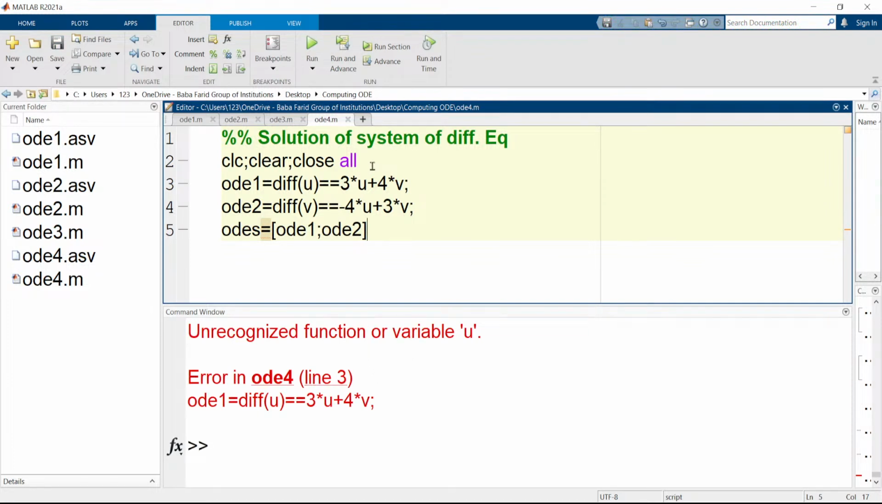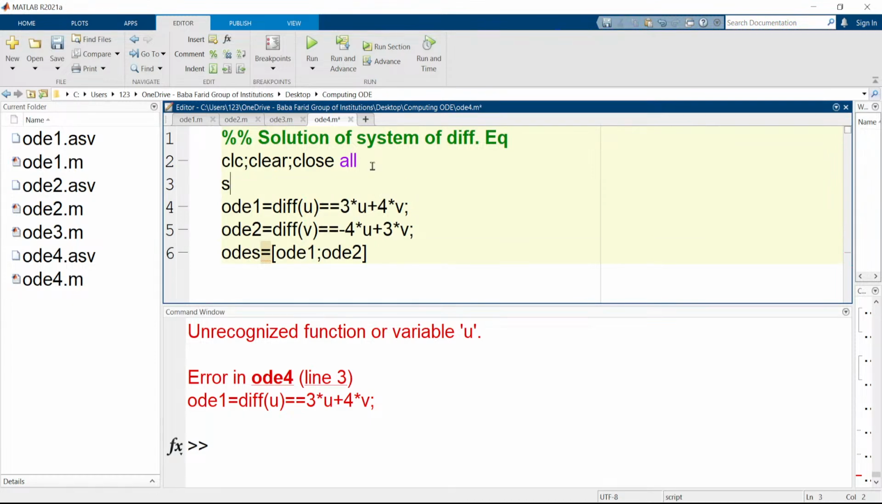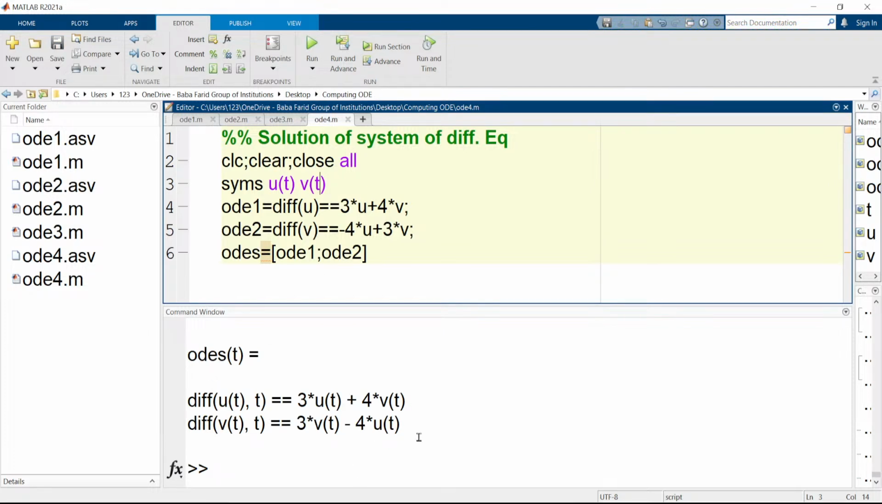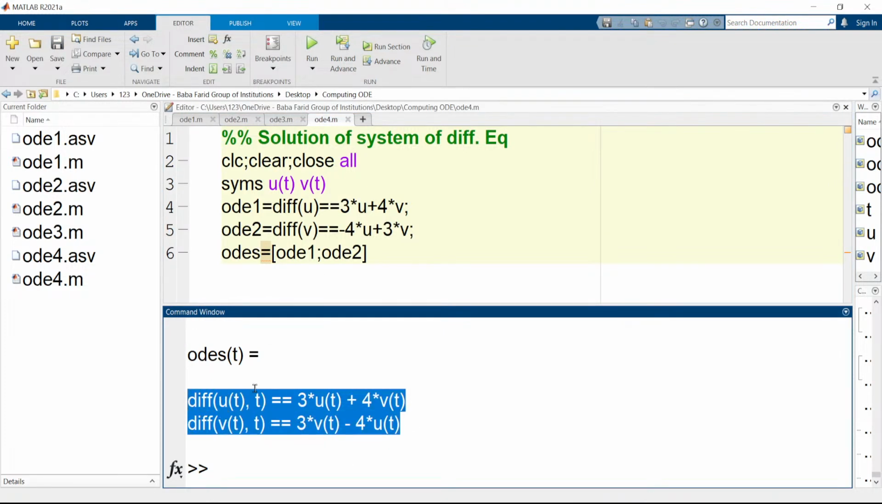So if you want to execute, you can check how this will appear. u is unrecognized. Yes, we have to define both the variables. syms u(t) and v(t), because here the system of equations involves u and v as functions of t. Now execute. Yes, you can see these are the two equations of the system.